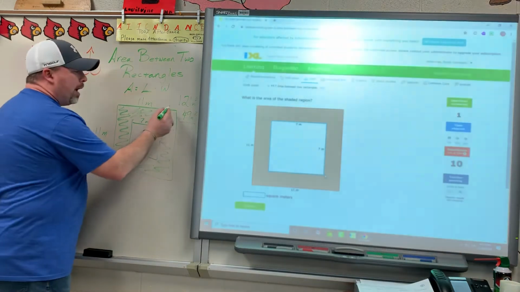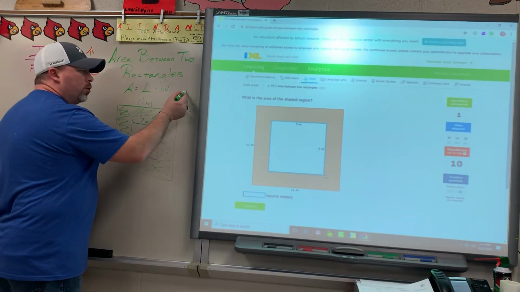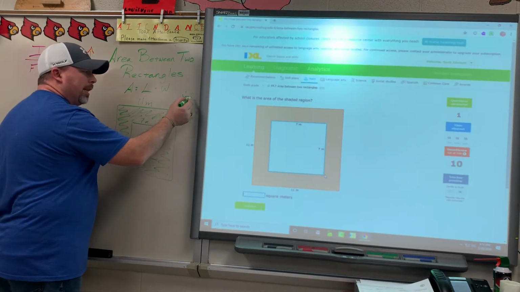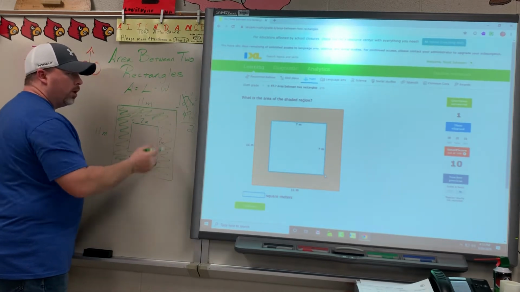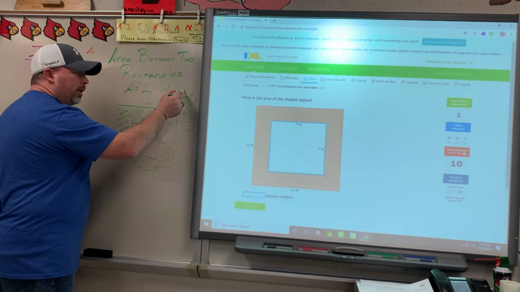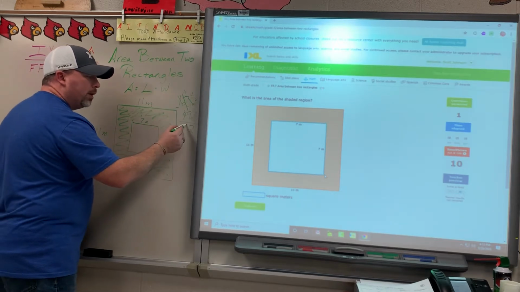And now we subtract. We borrow from the 2, it becomes a 1. This 1 becomes 11. 11 minus 9 is 2. We borrow from the 1, we give it here. 11 minus 4 is 7.